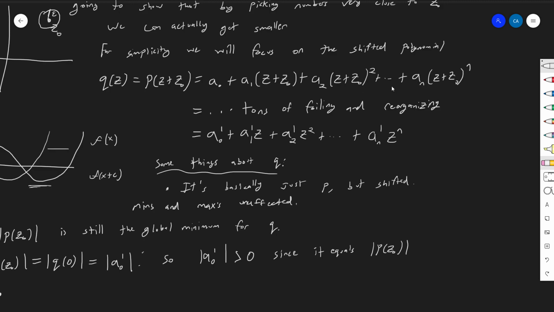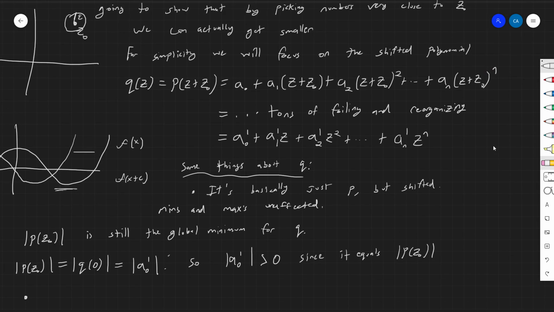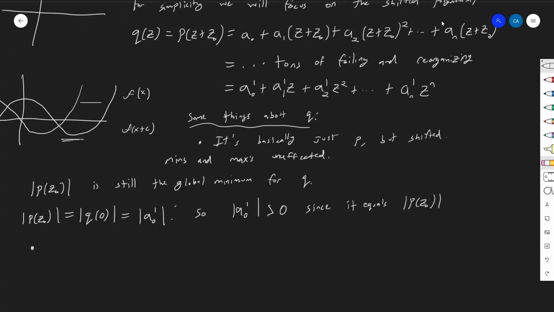You'll end up with some stuff involving A3 and Z0, but it'll be to the second power, and then that'll have to feed back in here. But this is the biggest guy. There's not going to be any products of foiling that come back in and change this coefficient here. It's still the same. And since p is a degree n polynomial, this is non-zero. So in fact, a sub n prime is just equal to a sub n, and that is non-zero since we're assuming that p is degree n. I keep saying f when I should say p.